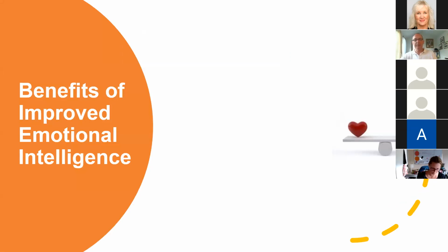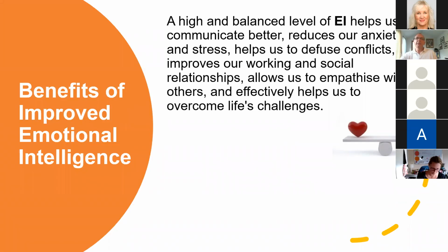You've got to get these things in balance here between the heart and the brain. So a high and balanced level of emotional intelligence helps us to communicate better. It reduces our anxiety and our stress. It also helps us to diffuse conflicts, improves our working and social relationships, as advocated by Goleman, allows us to empathize with others because we understand what empathy is, and it effectively helps us to overcome life's challenges, not just work challenges, life's challenges.